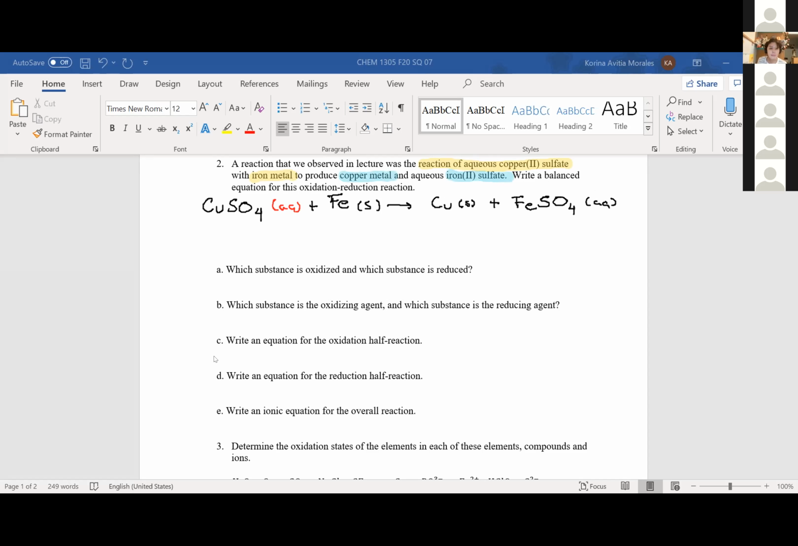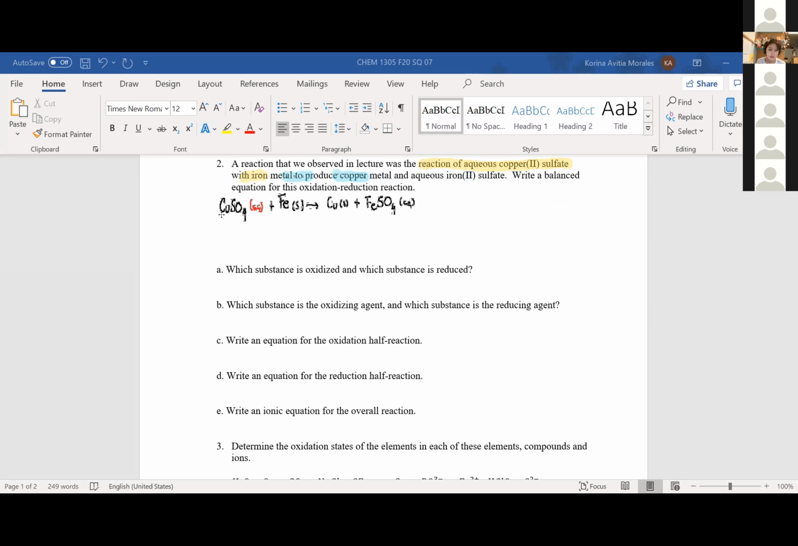All right. Okay, now we have the balanced equation. Oh, wait. Is it balanced though? Is it balanced, guys? Yes. All right, this is balanced. We have 1 iron, 1 iron. We have 1 copper, 1 copper, 1 sulfate, 1 sulfate. Right, cool.